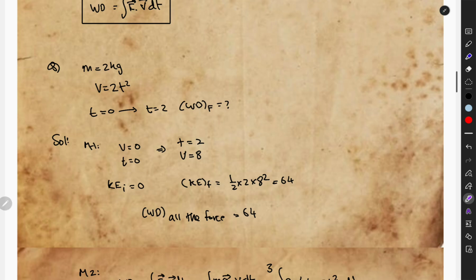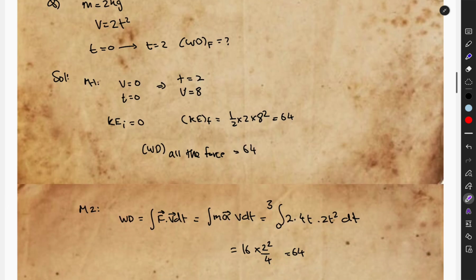put t is equal to 0 and you will get v is equal to 0, right? Similarly, put t is equal to 2 and you will get v is equal to 8. Of course, you got the initial and final velocities. You can actually find the initial kinetic energy and final kinetic energy. By subtracting them you will get the work done by all the forces, which is 64.